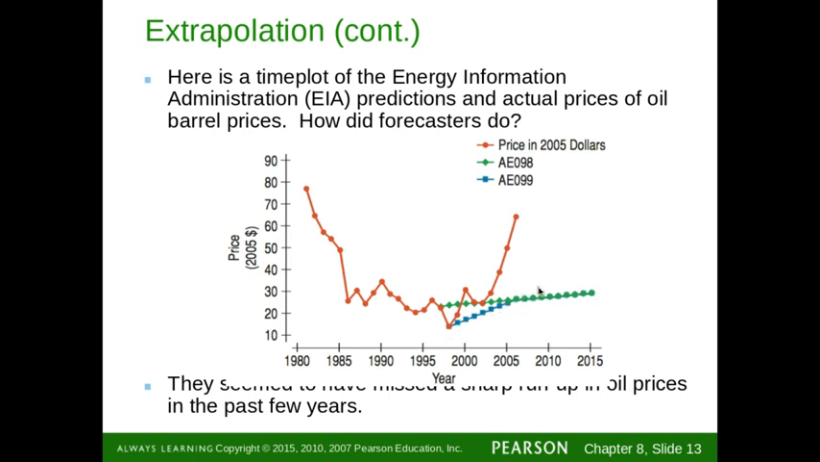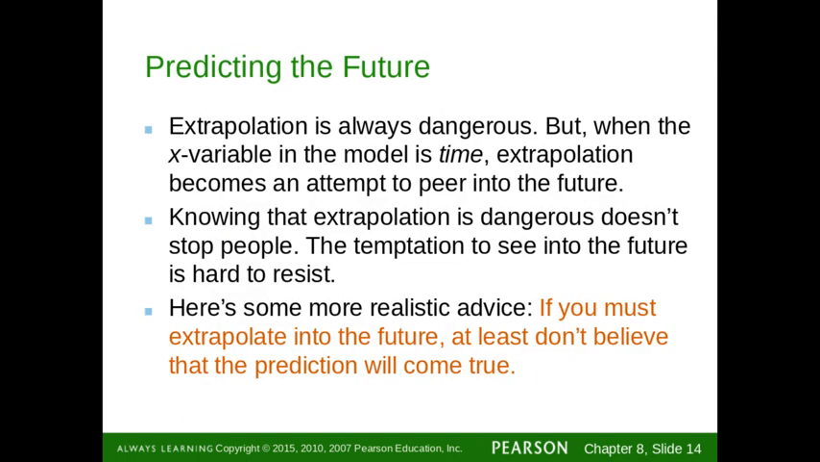But even if this blue line continues forever this way, it wasn't close to what the actual price of oil was. Does that make sense? Okay. So extrapolation can be dangerous, but when the x variable in the model is time, extrapolation becomes an attempt to peer into the future.